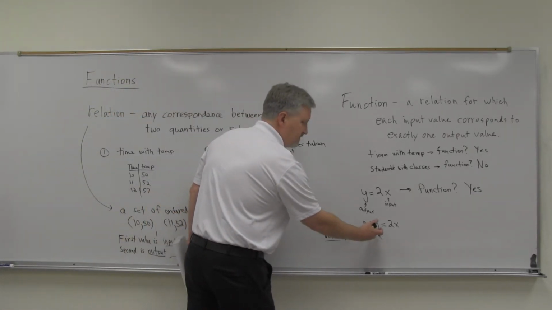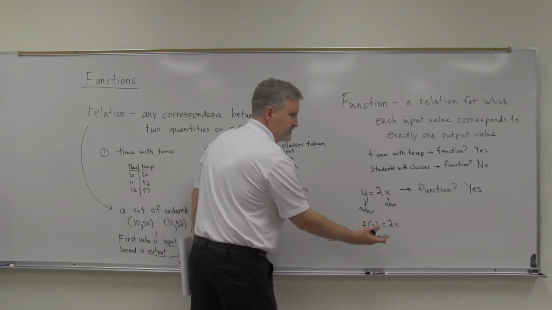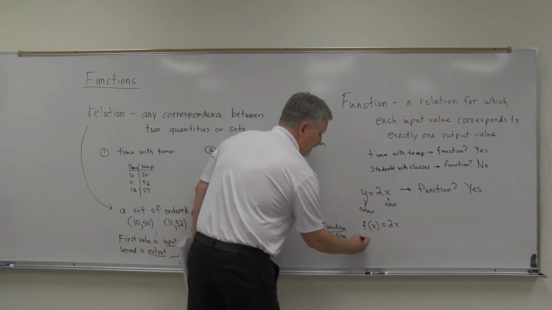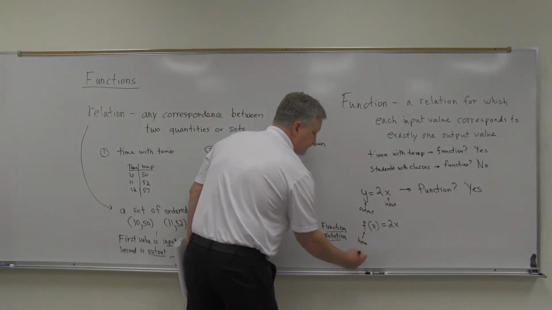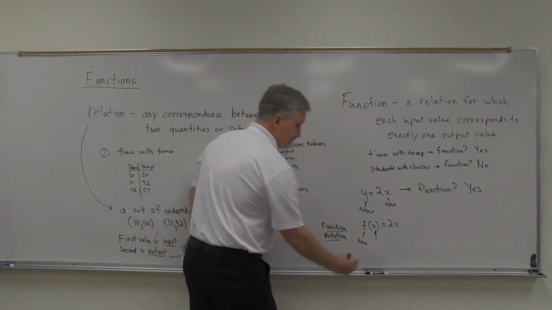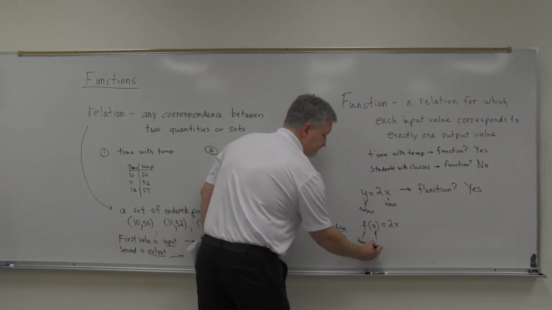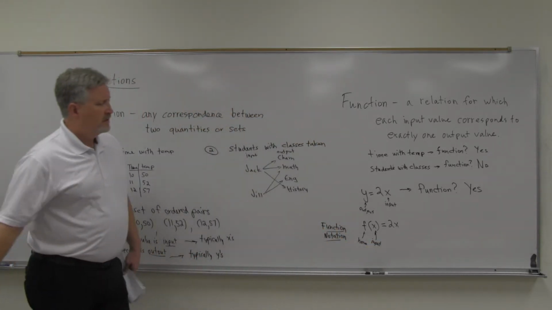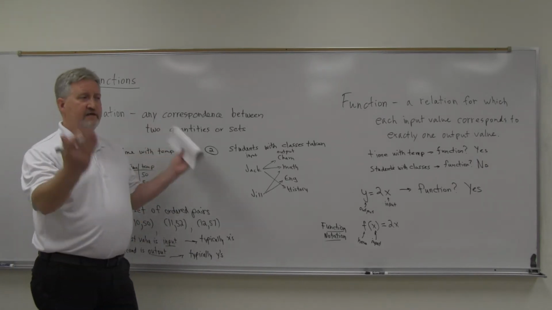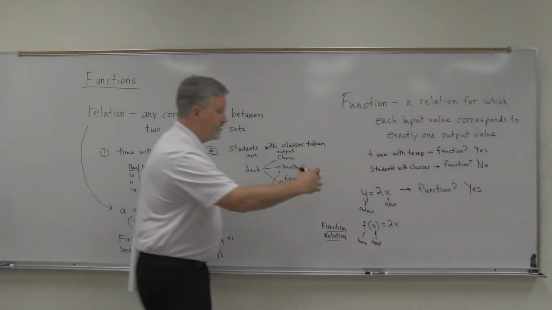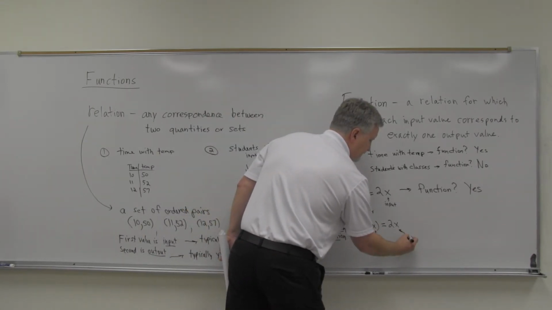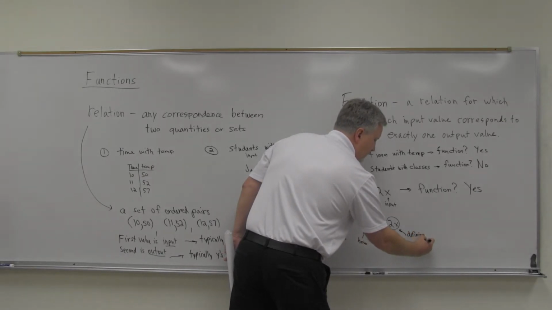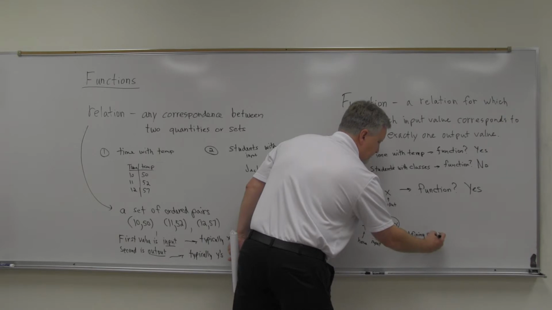Usually we read it f of x. Here's what it means though. The f is the name of the function. This x right here symbolizes your input value. X is the input, so I put the name and then inside I put the input. Then the 2x is your defining expression for your function. What is the function? Well, it's 2x.